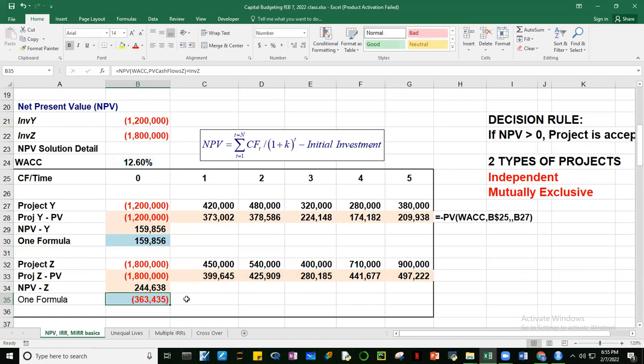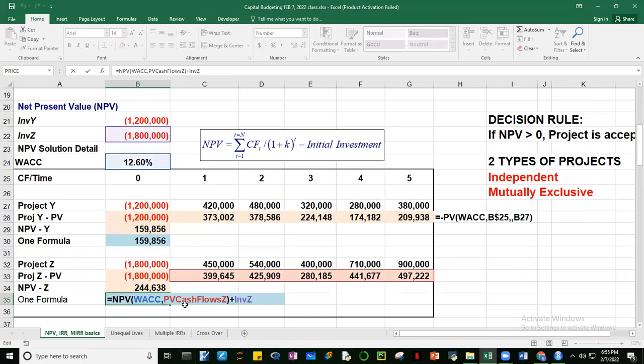So let me put the formula. Oops, mali. Bakit nagkaganon? Present value, sum nito, NPV plus investment ni Z is tama. Net present value, WACC. Values, this one. Ay, mali. NPV pala hinahanap natin, ano? So this should be cash flows. Cash flows. Sorry, my mistake. Okay, dapat ito. Alright.